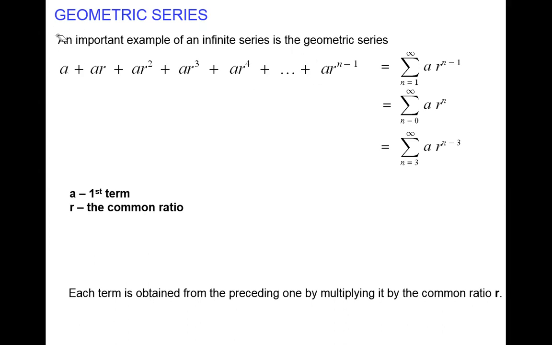A is the first term, and then in order to obtain the next one, we have to multiply by a common number which we call common ratio R: A times R. And again, multiplying by R, we have A times R squared, and then A times R cubed, R to the power of 4. We can see we do have R to the power of 1, 2, 3, 4, and so on, but we did start with 0.